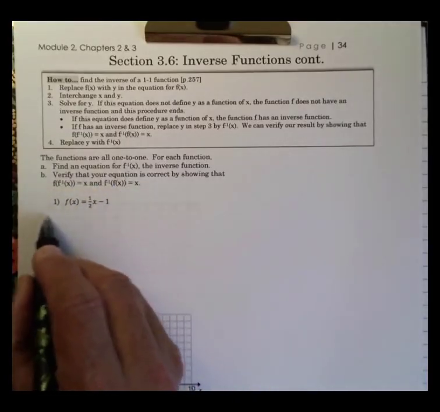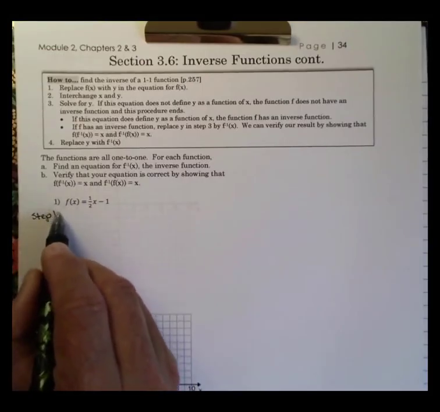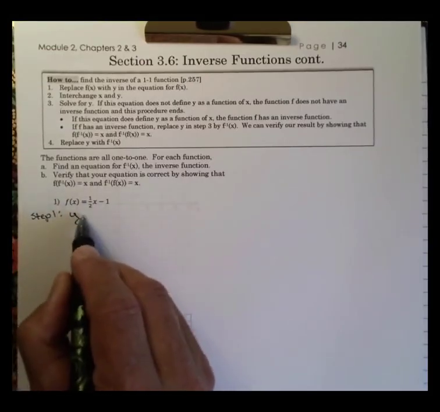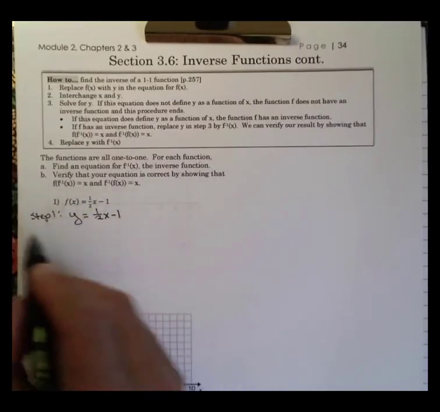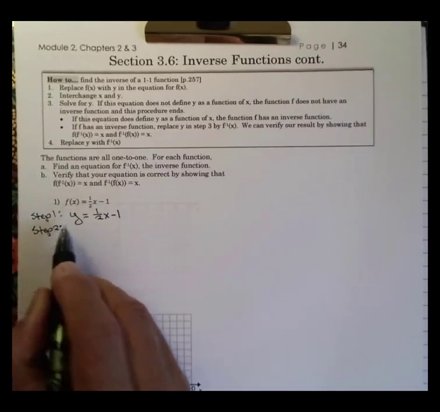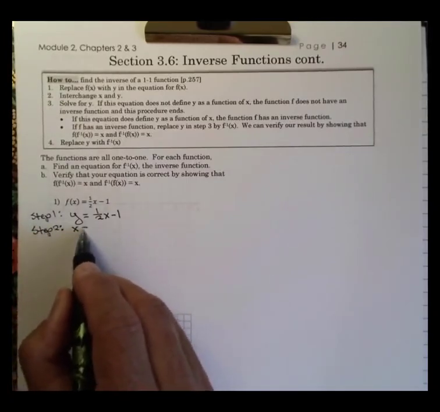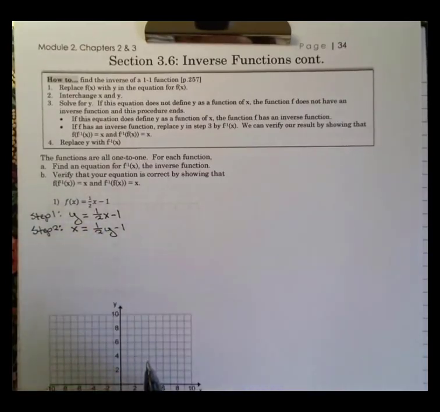We're going to say first, step 1, and I'll just write these the first time. Step 1, we're going to change f of x to say y. And then step 2, we're going to interchange all the x's and y's. So it'll be x is equal to 1/2 y minus 1.